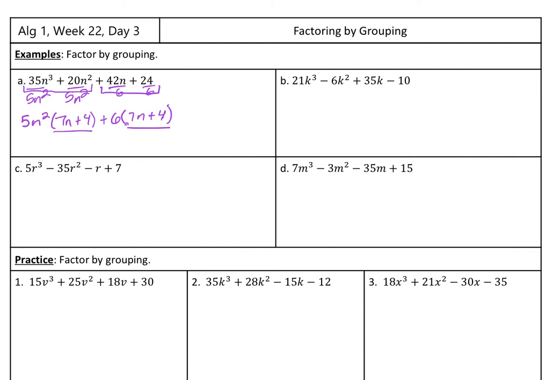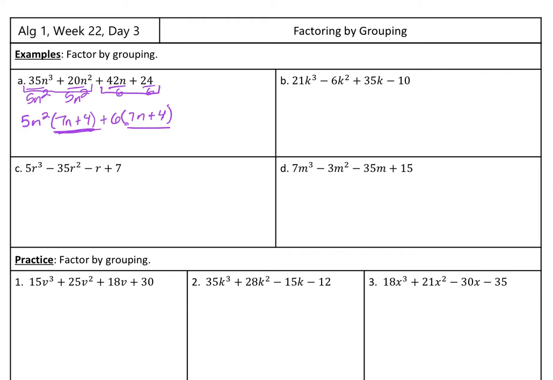Now, the whole thing you're looking for with factoring by grouping is for these 2 parentheses that we have to actually be the exact same. They are both 7n plus 4. That's actually how I realized that something bigger than 2 went into 42 and 24, is because I was like, well, if I just divide by 2, I'm not going to get what's in this parentheses, so I better divide by something bigger than 2.